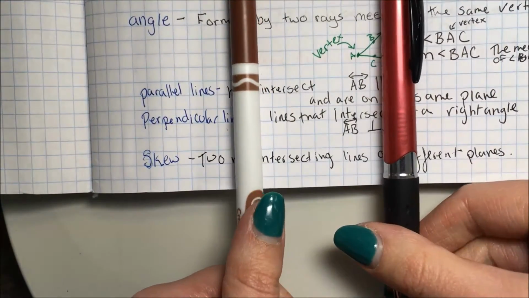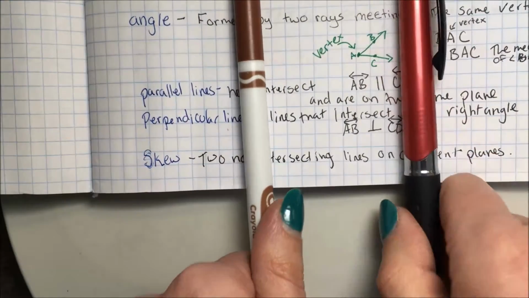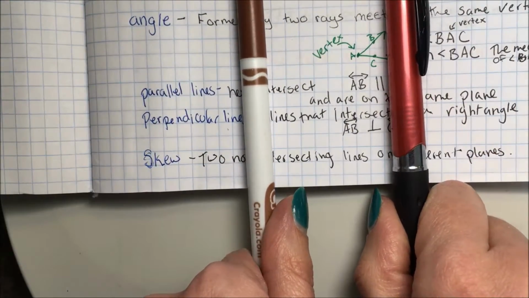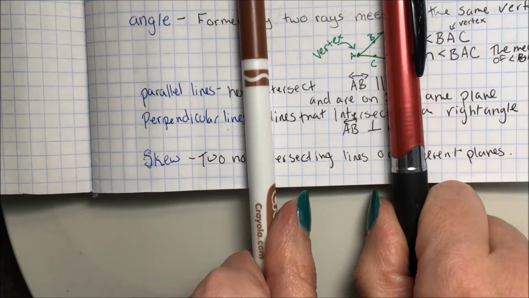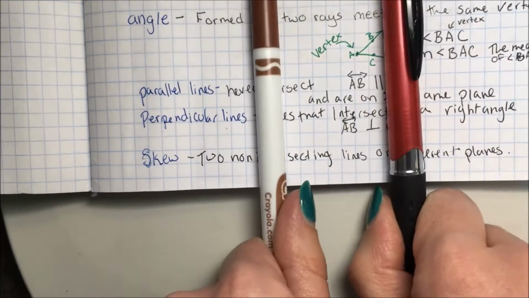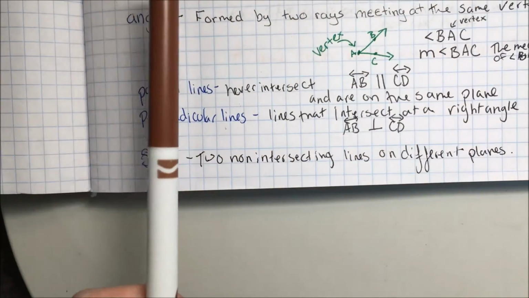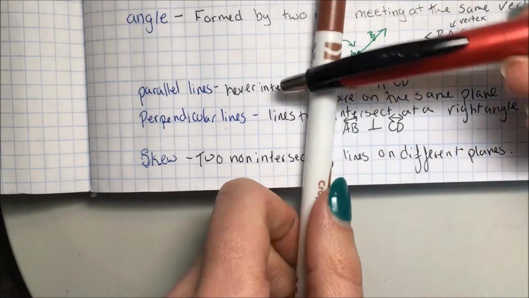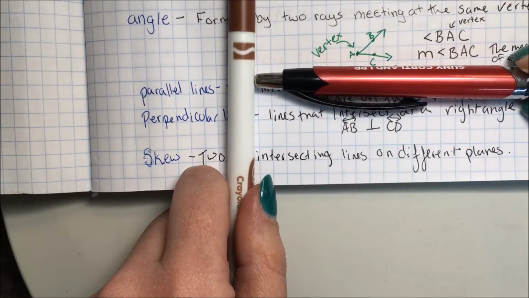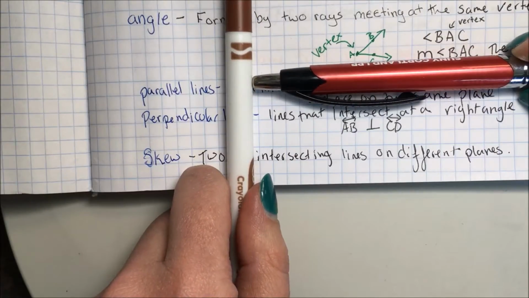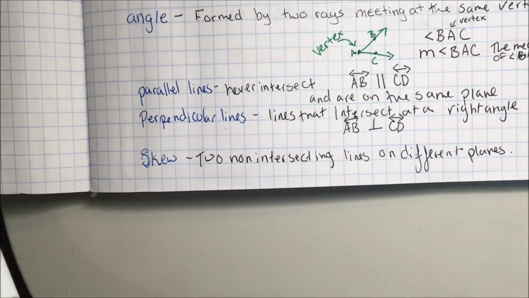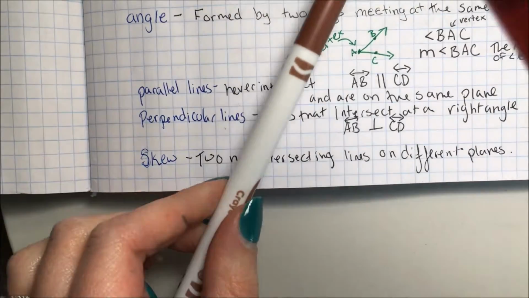These two lines are parallel. If my pen and my marker are lines, they're parallel, they will never intersect. Okay, they'll keep on going forever and ever. They are touching the same plane. They're parallel. Perpendicular lines are on the same plane, but they form a right angle. And skew lines are two lines that are never going to intersect, but they're on different planes.